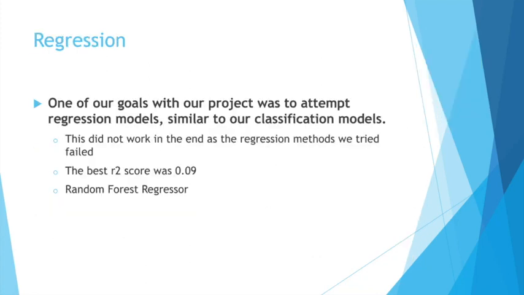One of our goals with our project was also to attempt regression models similar to our classification models. This didn't work in the end, as the regression models we tried, which were two, ridge regression and random forest regressor, both didn't give very good scores. The best R2 score out of both models we tried was only 0.09, and that was with the random forest regressor.